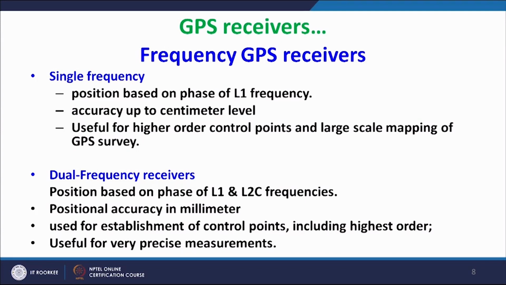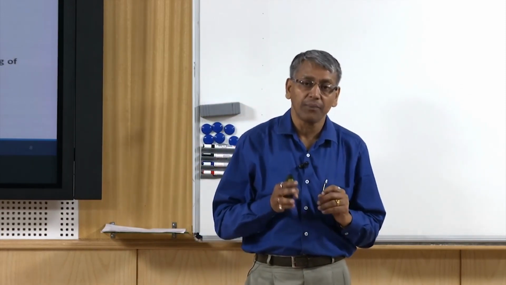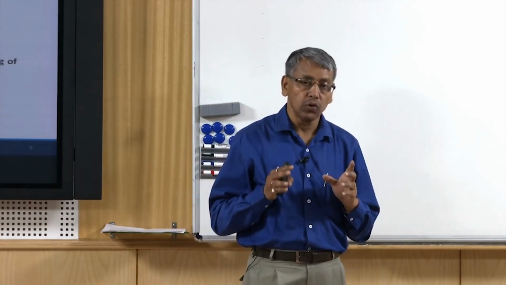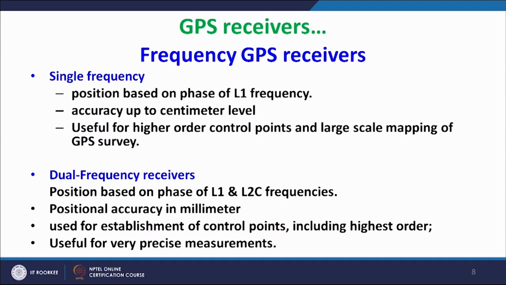Now let me discuss the frequency GPS receiver. Again, a frequency GPS receiver may be of different types depending upon how many frequencies it can decipher. However, all frequency receivers in the beginning will first decipher the CA code. From the CA code only it will get the identification of the satellite from which the signals are coming, and also it will get the time. Now the single frequency receiver works with the L1 CA signal.